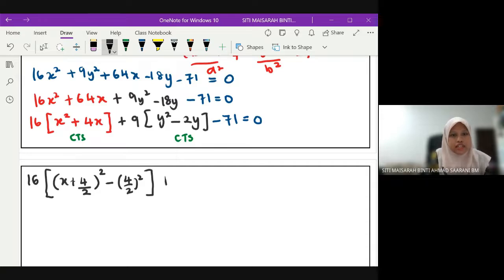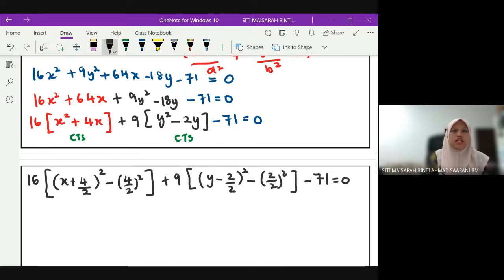Ini plus 9 copy. Then sini y square minus 2y. So sini akan jadi bracket y minus 2/2 square. Yang belakang ni minus 2/2 square. Then yang belakang sekali ni minus 71 is equal to 0. Salin sajalah. Minus 71 equal to 0 ni salin. Okay. After that, kita boleh simplify dia. Okay. So, simplify dia, 16.